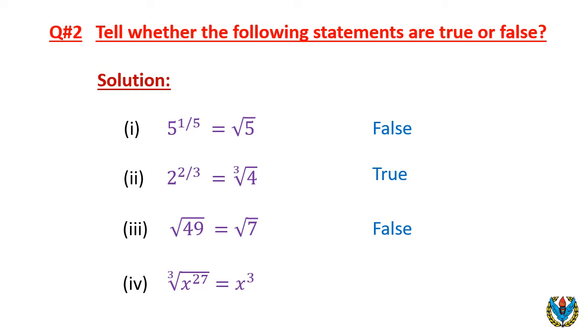Part 4. Square root of x to the exponent 27 with index 3 is equal to x power 3. Dear students, we know that we have to divide the exponent by the index. So on the left hand side, we will divide 27 by 3. So on the right hand side, we should have x power 9 because 27 divided by 3 is equal to 9. So it's false.